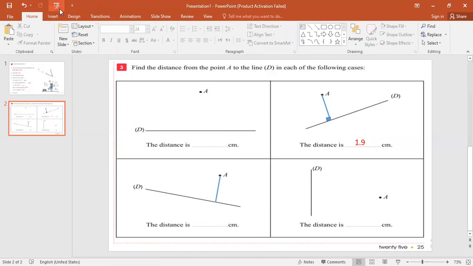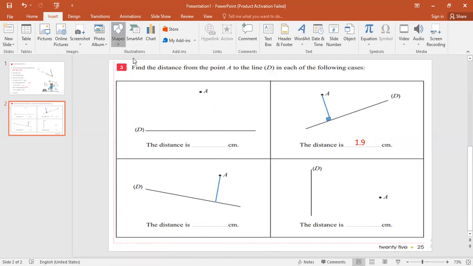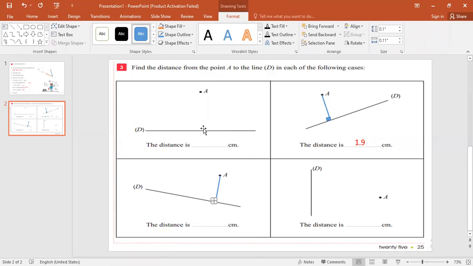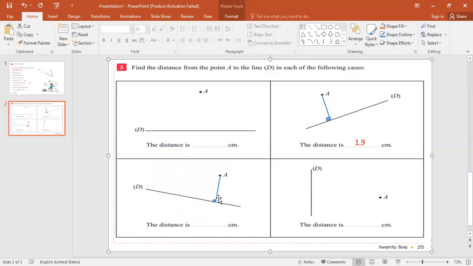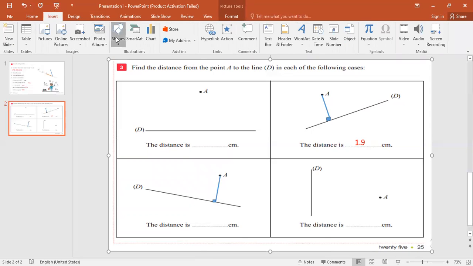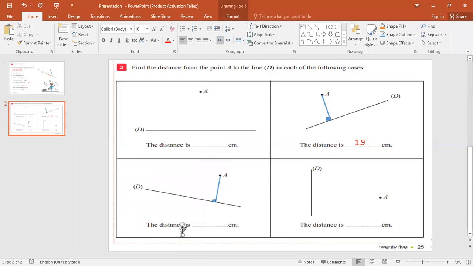Now we put a small square here because it is perpendicular. Then we measure the distance. We take the ruler and we measure the distance from A to D, and we find that the measure is equal to 2 centimeter. So we write 2 centimeter. Thank you.